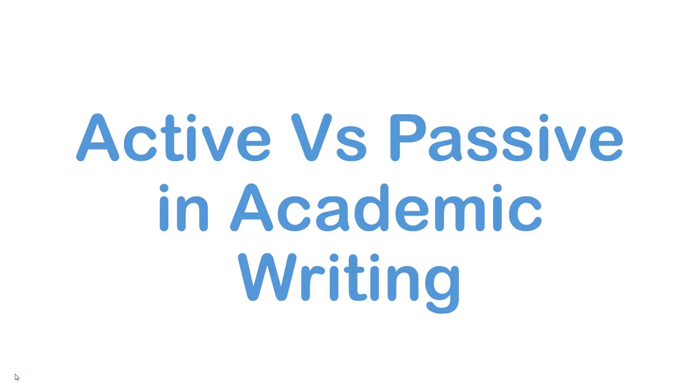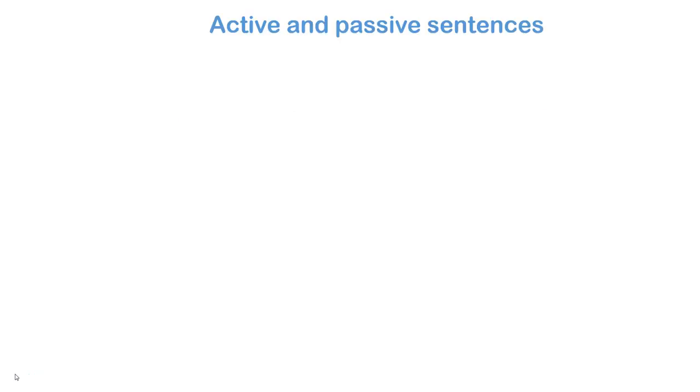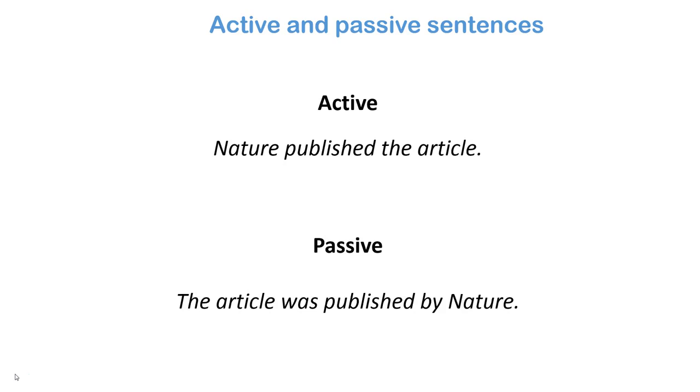Now before anything else, a quick trip back to school and let's establish what we mean with active and passive sentences. So active, we mean verbs which have a subject, a verb and possibly an object, like this one here, Nature published the article. Whereas with passive, we begin with the object, then we have the verb to be, followed by a past participle, and if there's an agent of the action, that is introduced with the preposition by. Like this sentence here, the article was published by Nature.